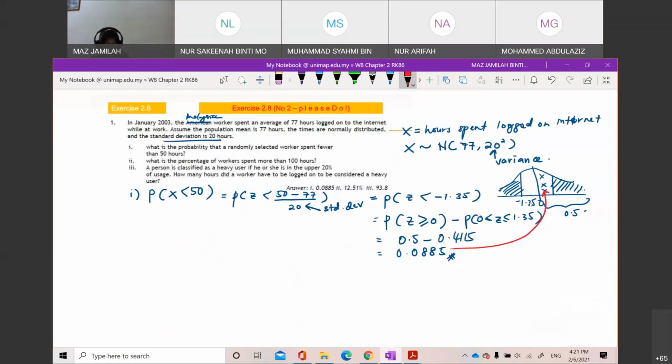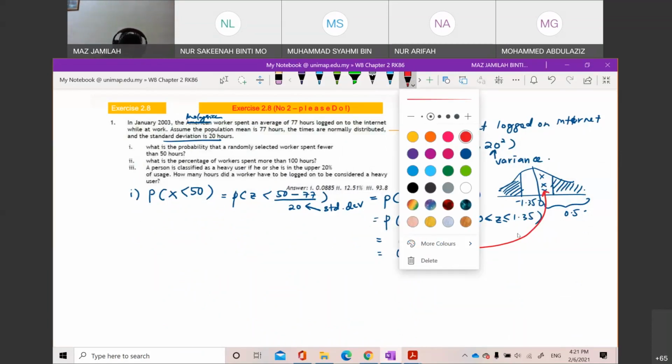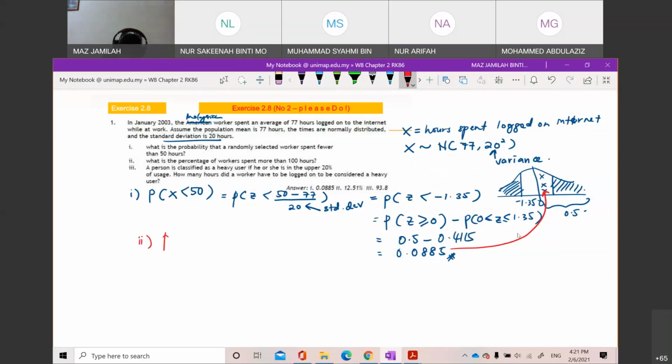Now what is the percentage of workers who spend more than 100 hours? Number 2, P(X) spend more than 100 hours. Again, this is straightforward. P(Z greater than (100 minus 77) divided by 20). So you will get P(Z greater than 1.15).